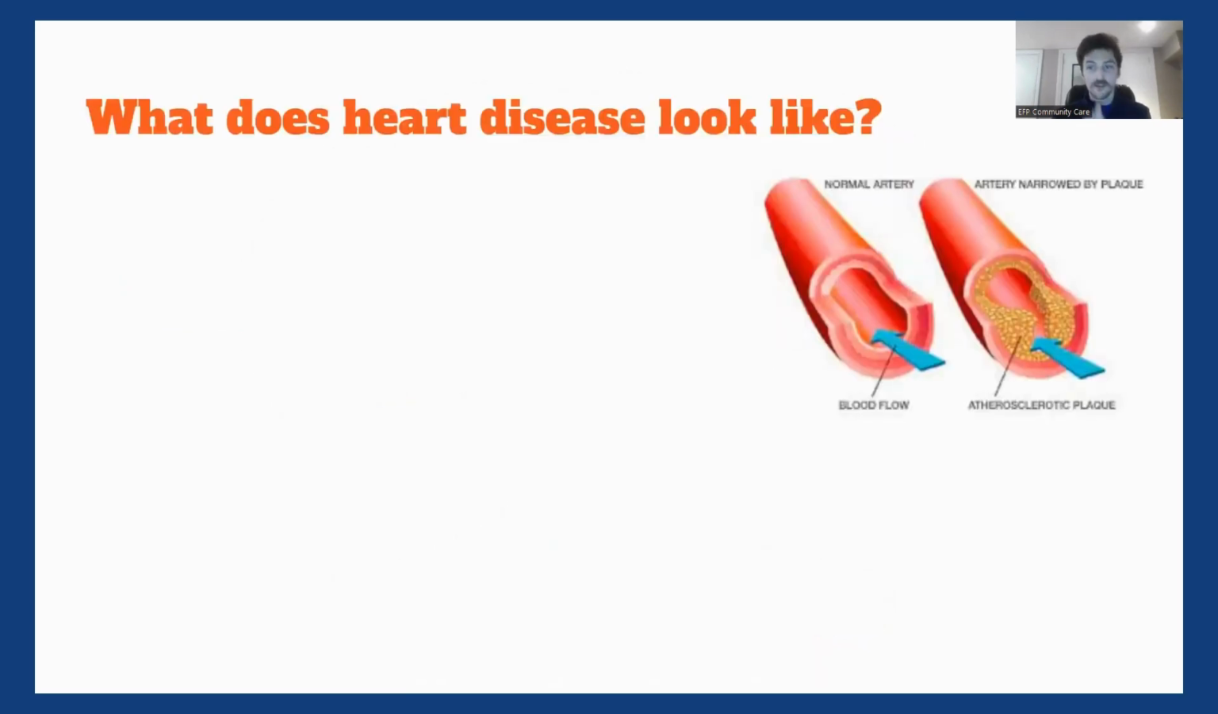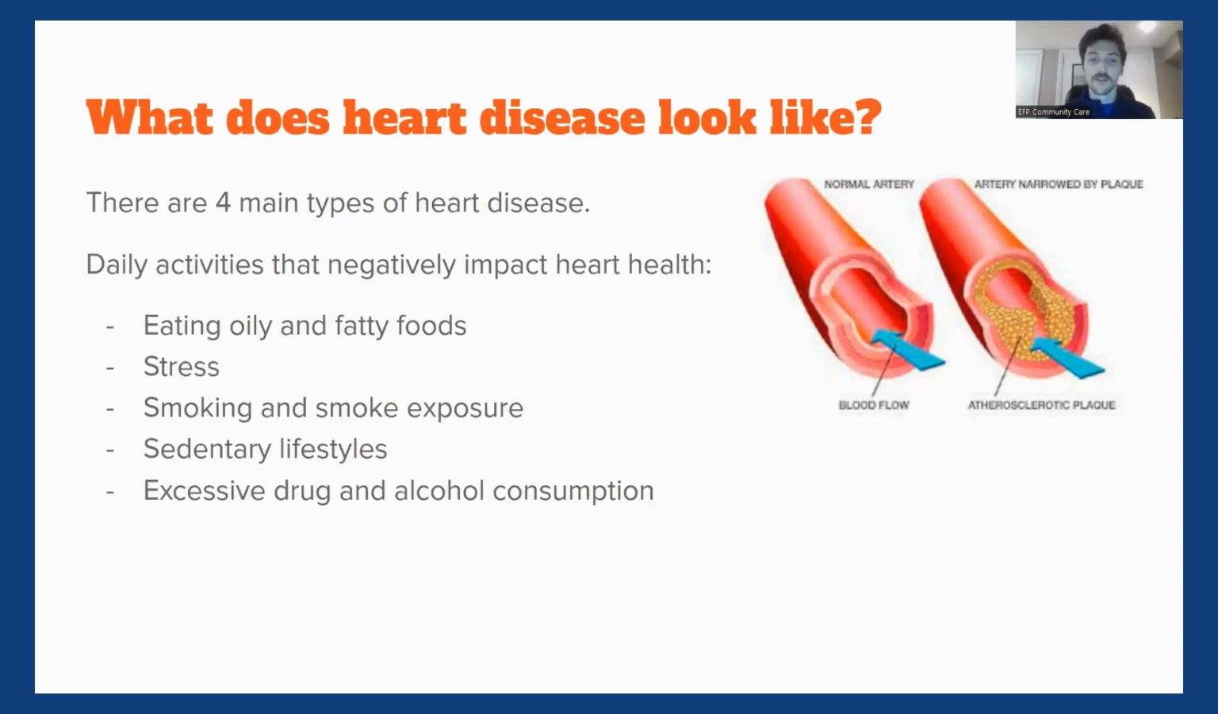So what does heart disease look like? I'm going to mention heart disease a lot today, and I thought I'd put in this graphic for you guys so everyone can see that heart disease a lot of the time refers to a buildup of plaque or cholesterol around the walls of the arteries or veins within our body. So there are four main types of heart disease.